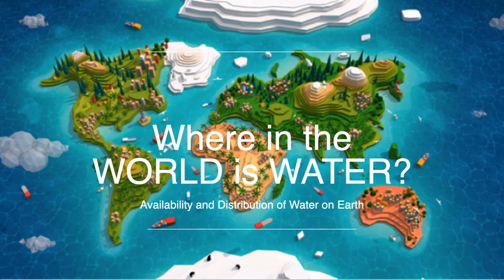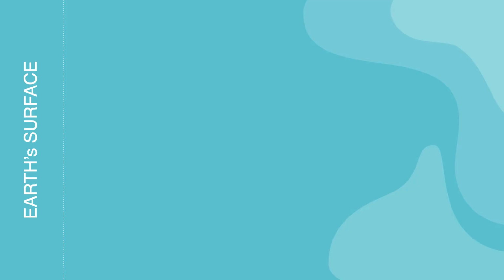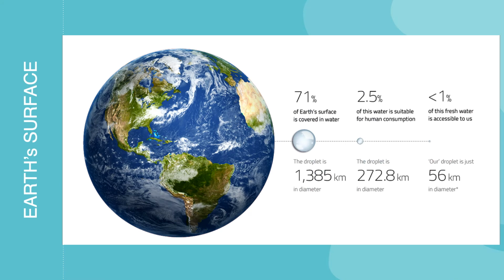Today's lesson is Where in the World is Water? We will be talking about the availability and the distribution of water on Earth. Do you think that Earth has more land than water? The Earth's surface is comprised of water and land. 71% of that surface is water, with the remaining 29% being land. However, only 2.5% of that water is suitable for human consumption. Unfortunately, due to how water is distributed on Earth, less than 1% of that fresh water is accessible to us.